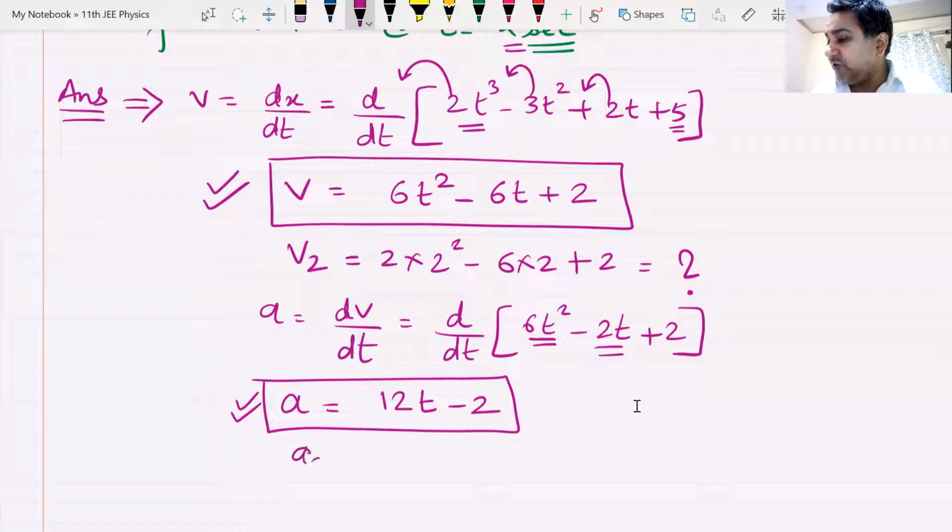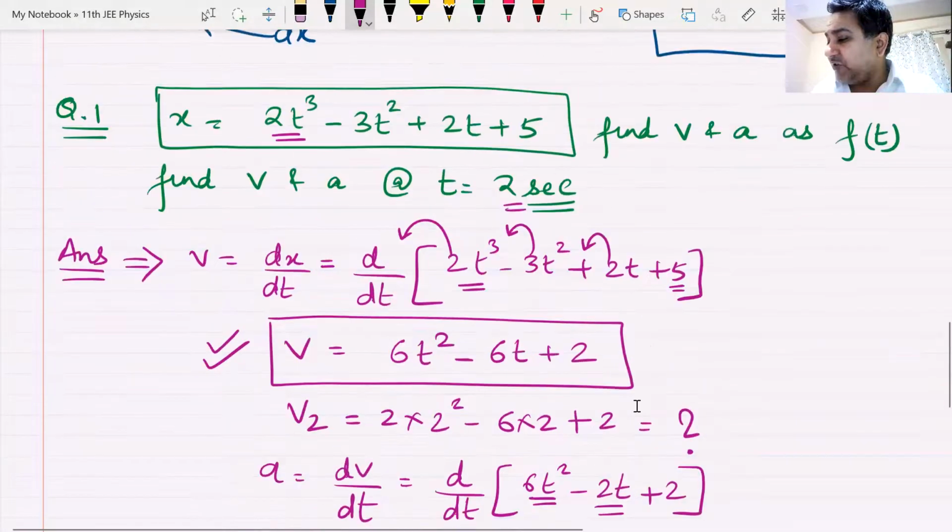To find acceleration at 2 seconds, put the value of time as 2 and you get your answers. I hope you can get this one for me. That is acceleration at 2 seconds. Anyone got these answers? Can I have some raised hands that I understand this, sir? We have got these answers. Don't worry.